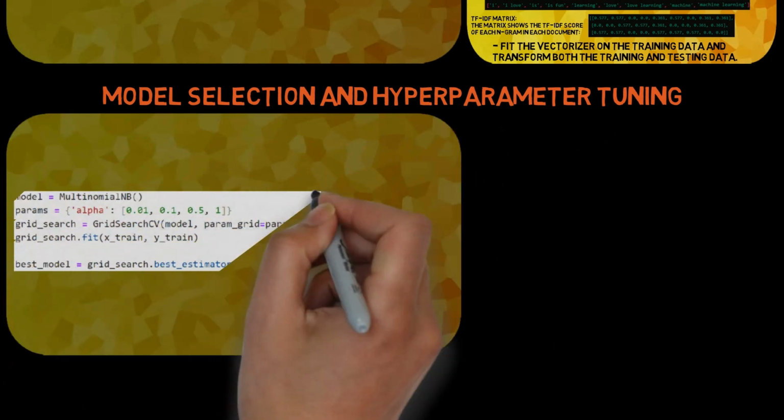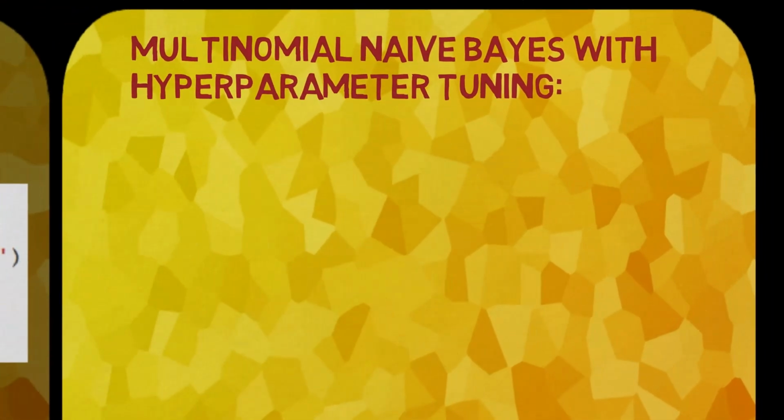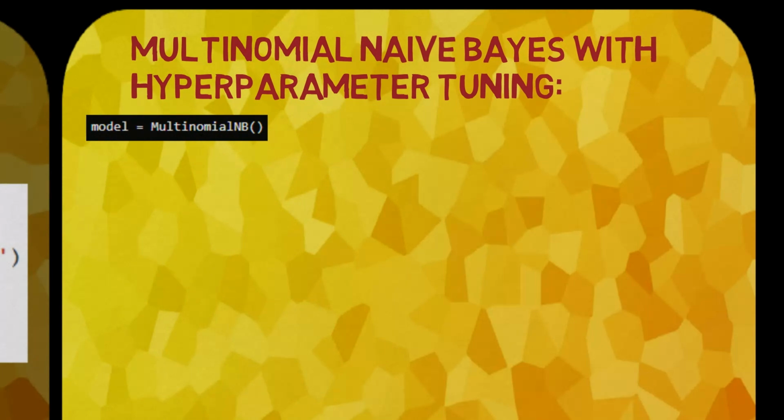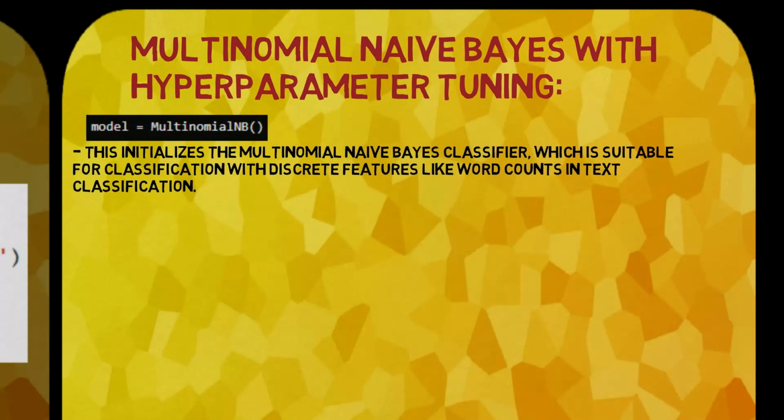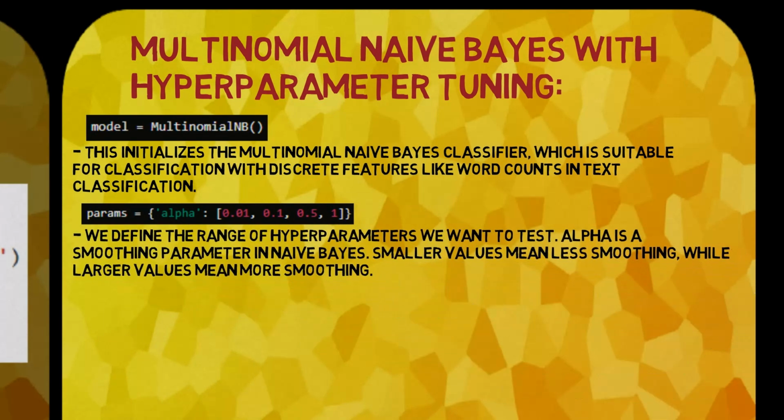Model selection and hyperparameter tuning. Multinomial Naive Bayes with hyperparameter tuning. This initializes the Multinomial Naive Bayes classifier, which is suitable for classification with discrete features like word counts in text classification. We define the range of hyperparameters we want to test. Alpha is a smoothing parameter in Naive Bayes. Smaller values mean less smoothing, while larger values mean more smoothing.